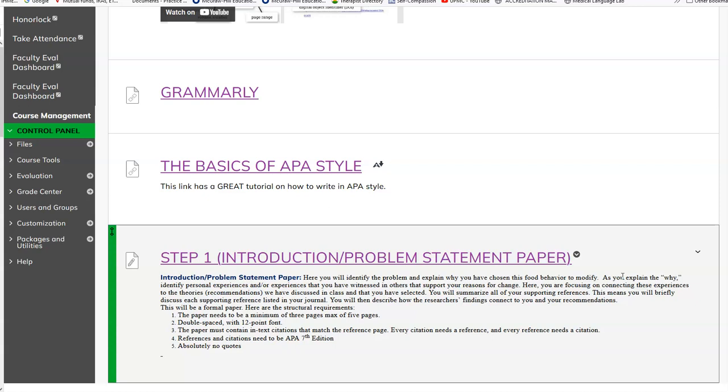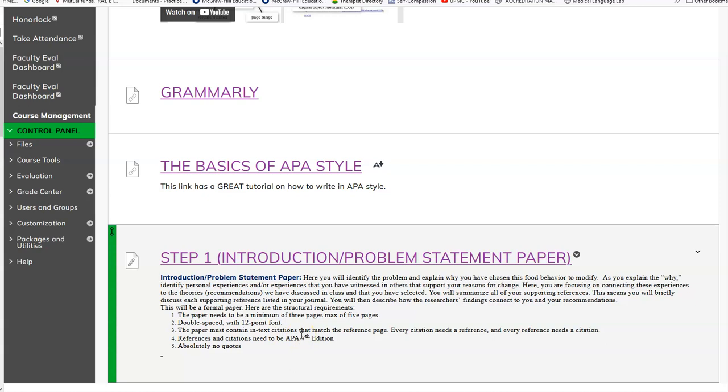So here are the requirements for the paper. Your paper will be 3 to 5 pages. It will be double spaced. It will be 12-point font. Every time you make an assertion about something, you need to cite that. This is where the references come into play. When you're discussing the references you're utilizing, you are discussing the studies that were conducted in order to support whatever you have identified as your problem statement. So you need to be using citations, and in your reference section, you need to have identified every citation utilized.